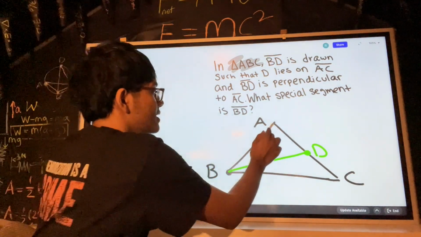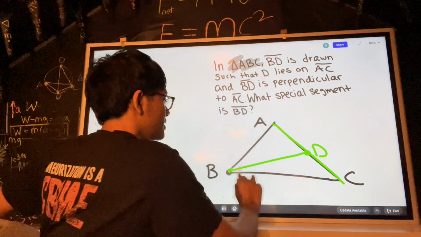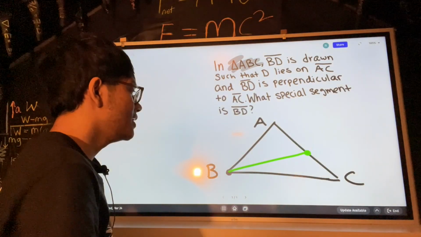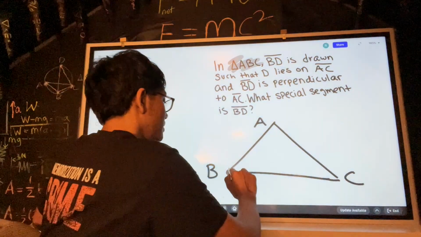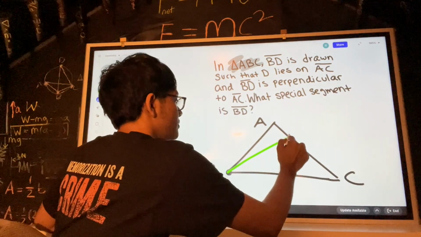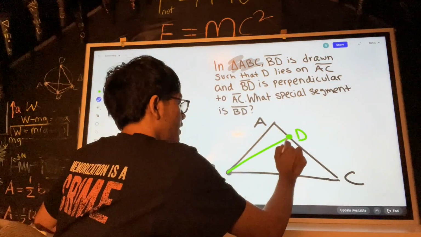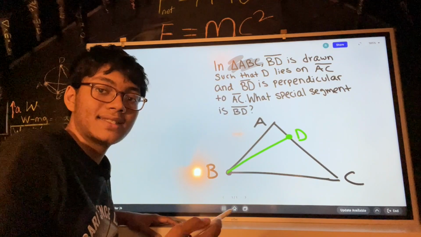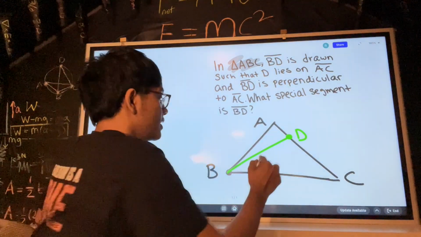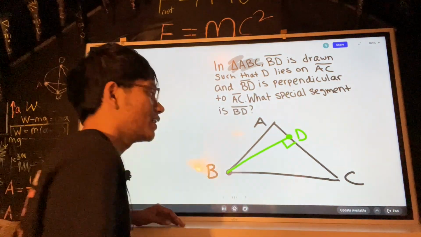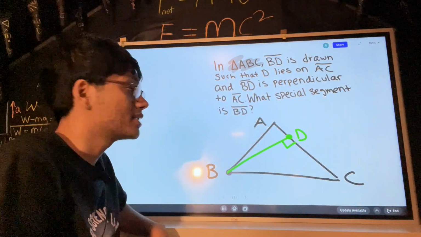So AC is this one and BD is this one. So I should draw BD so it looks perpendicular probably. So here is BD, okay? And perpendicular means it hits the other side at a right angle. So here's the symbol for a right angle, aka 90 degrees.